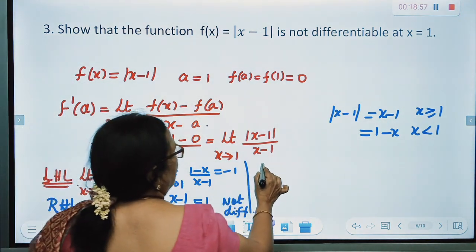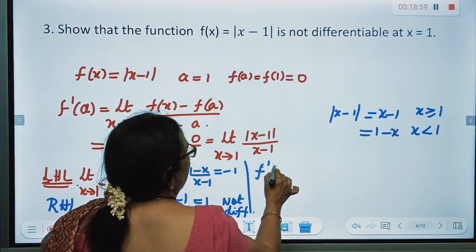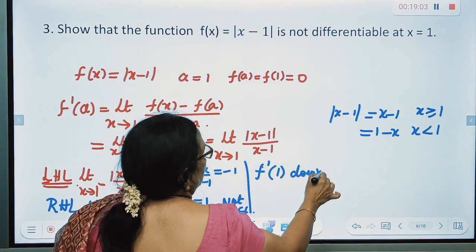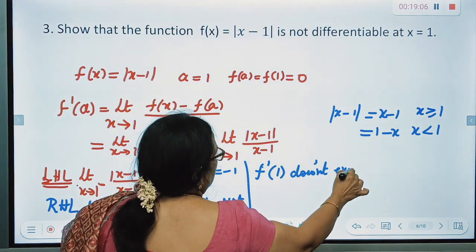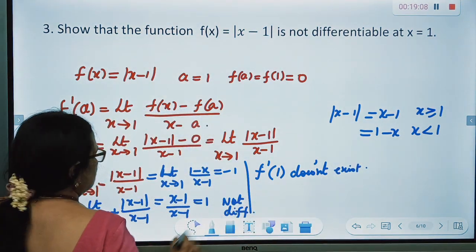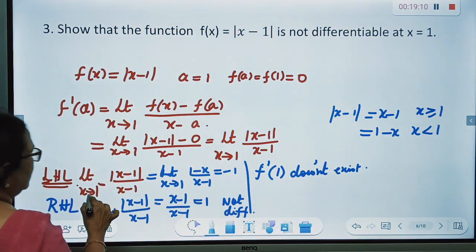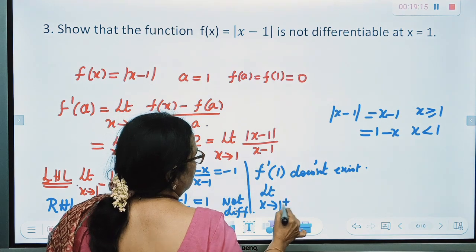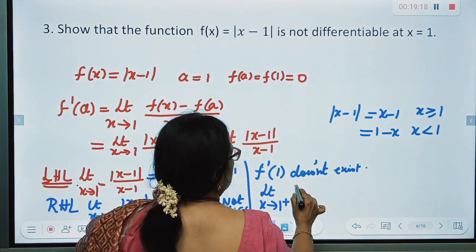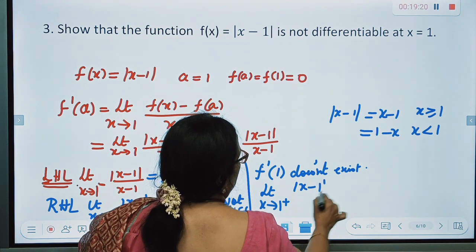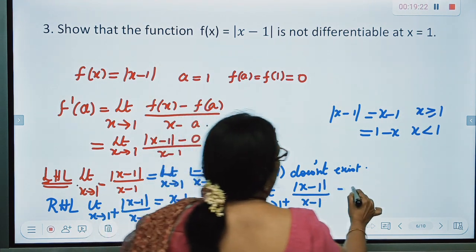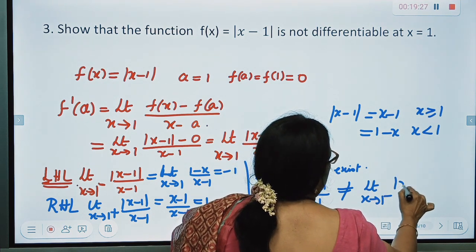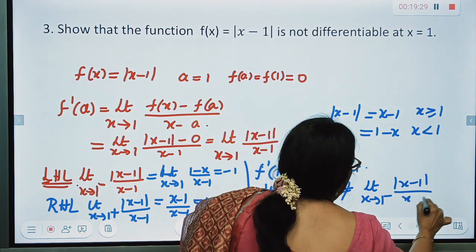Why? f dash of 1 doesn't exist. Why does it not exist? Because limit x tends to 1 plus of modulus of x minus 1 by x minus 1 is not equal to limit x tends to 1 minus of modulus of x minus 1 by x minus 1.